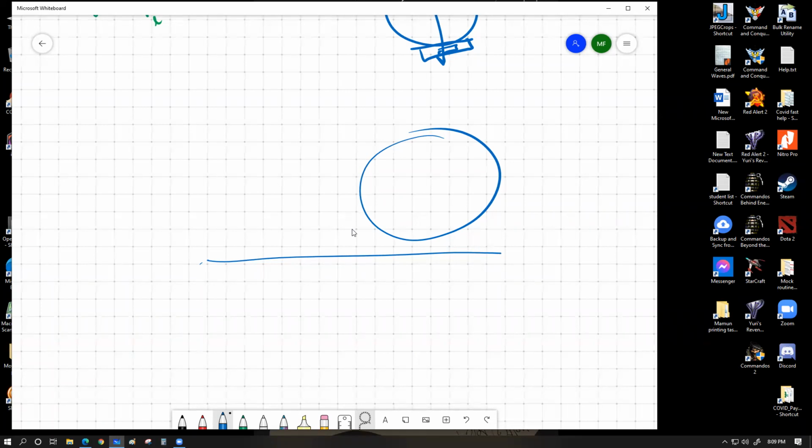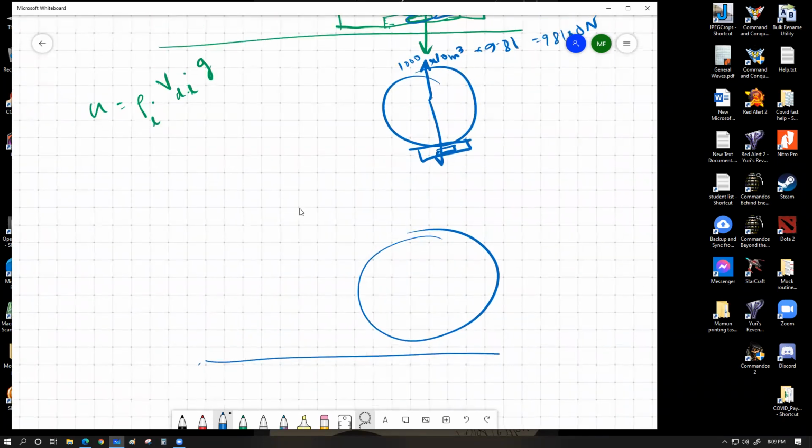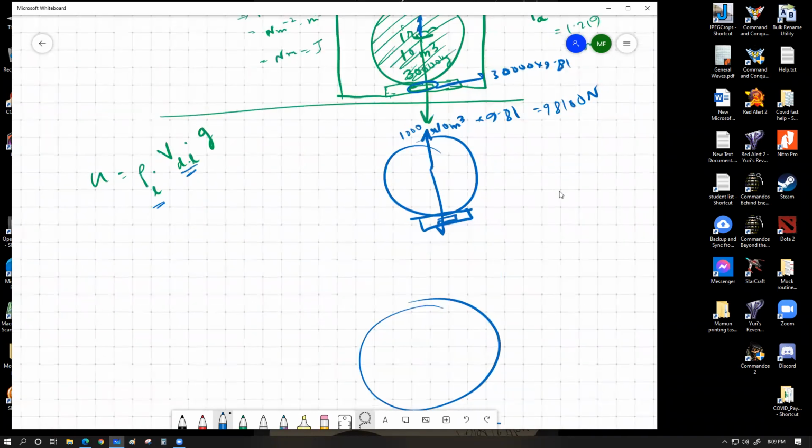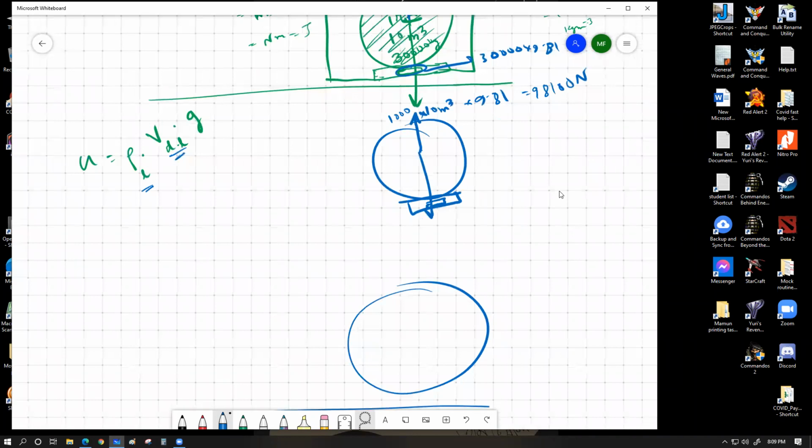Here, look at this formula: the upthrust formula is given by the density of the liquid multiplied by the volume of the displaced liquid. The further we submerge the object into the water, the more water will be displaced, right?